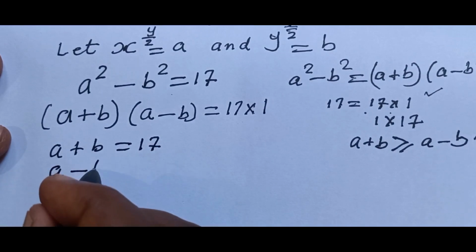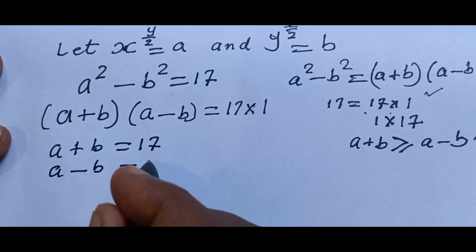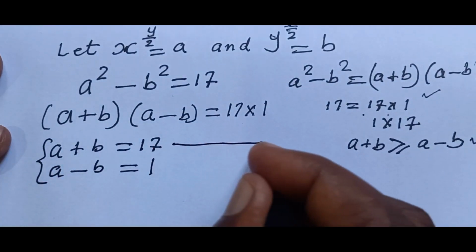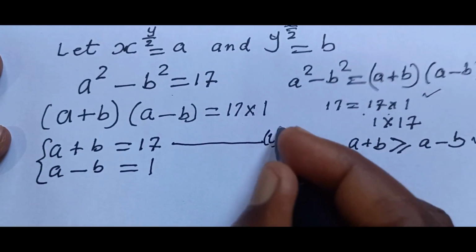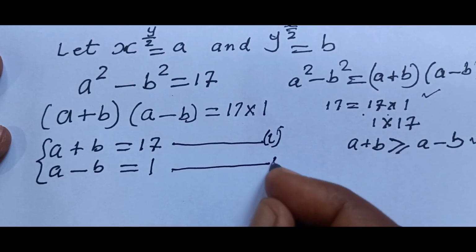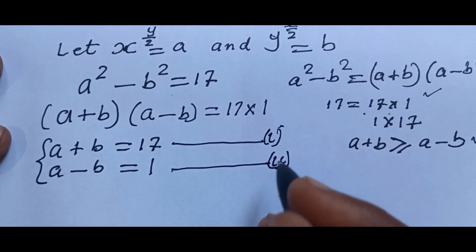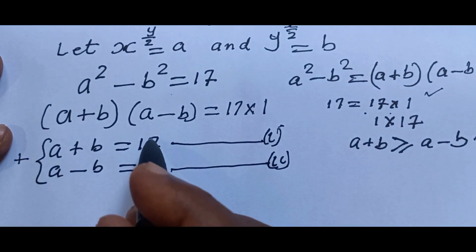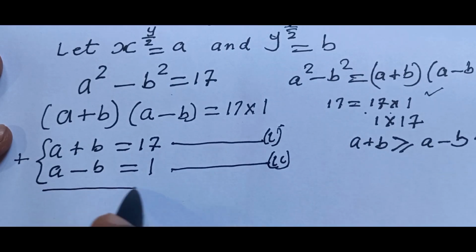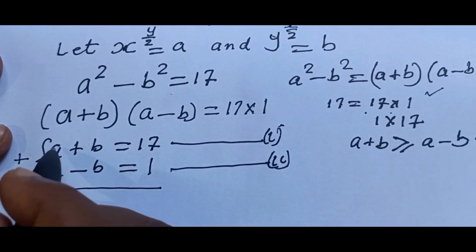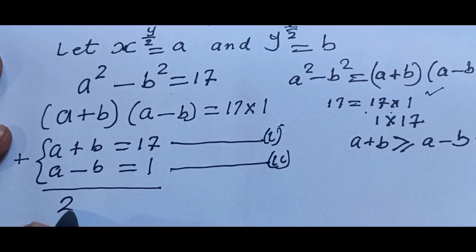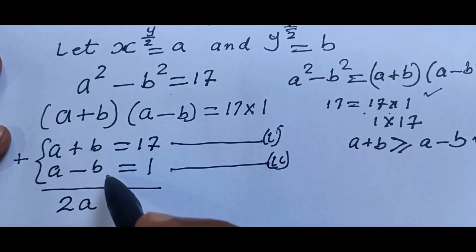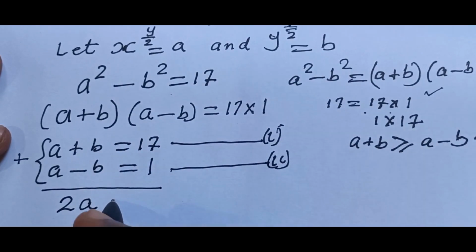A minus B equals 1. This is the first equation, and this is the second equation. Add equation 1 and 2. We get A plus A equals 2A. Positive B plus minus B cancels.